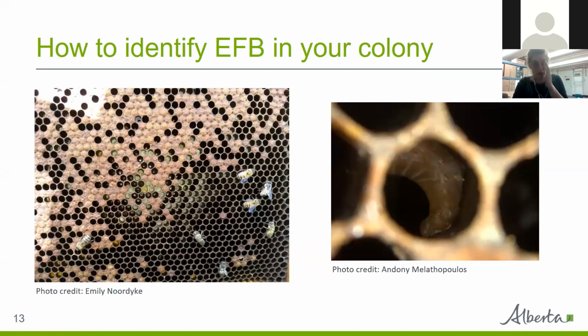So again, we have a larger frame here. I don't know if you guys can detect it, but there's kind of a yellow tinge to the developing larvae, and that is an indication that you might have EFB as well. And then this last photo is a close-up of EFB, and you can see those white lines on the larvae, and those are actually the tracheal lines.